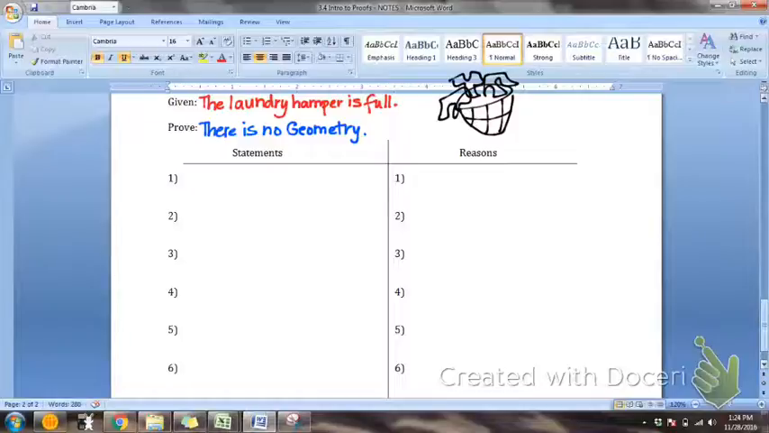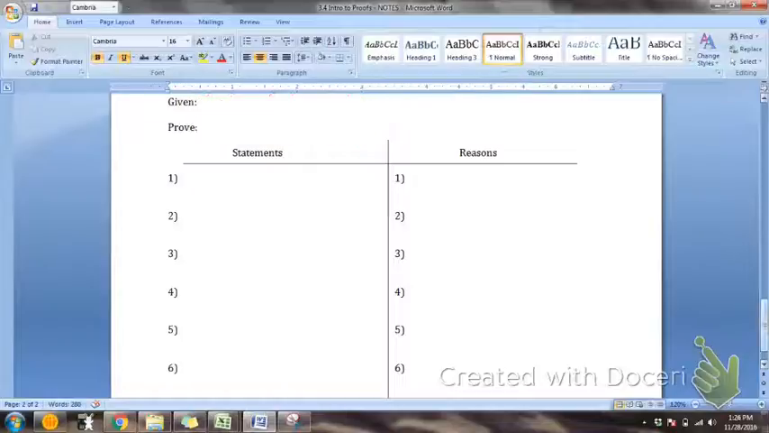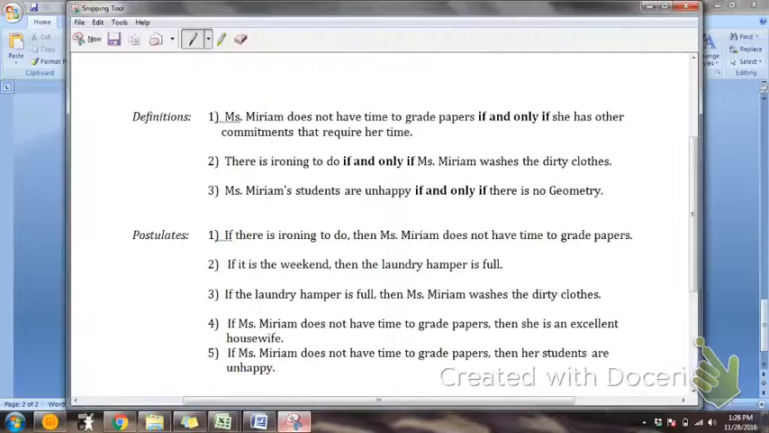Okay, so again, I don't really care what it looks like. We're just drawing some kind of picture. Now, let's look at the statements at the top. There are some definitions and there are some postulates. It doesn't matter whether it's a definition or postulate. These are going to be where I draw all of my sentences from.